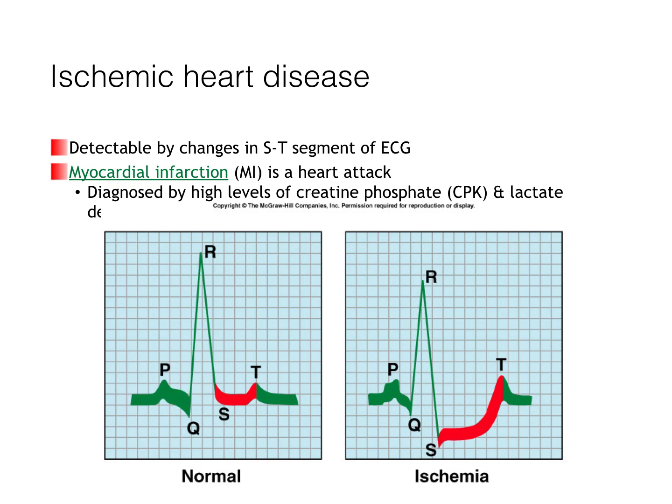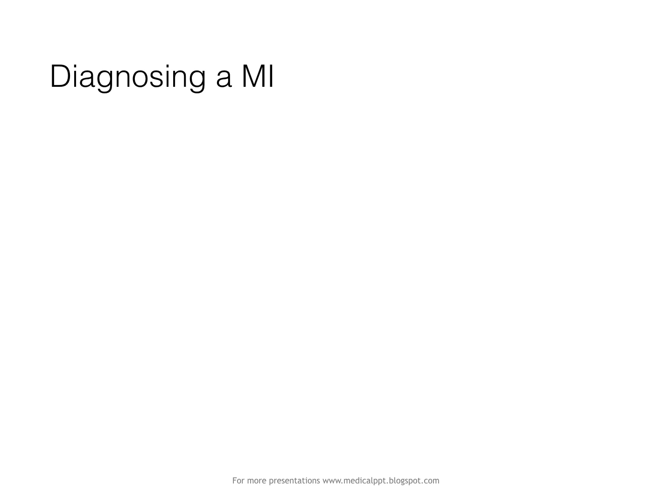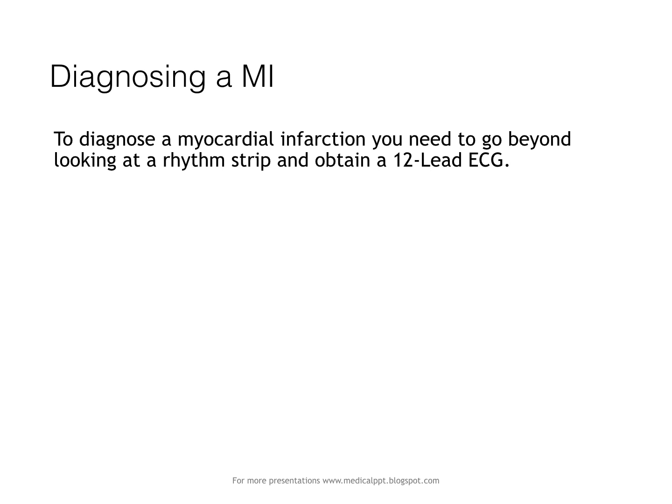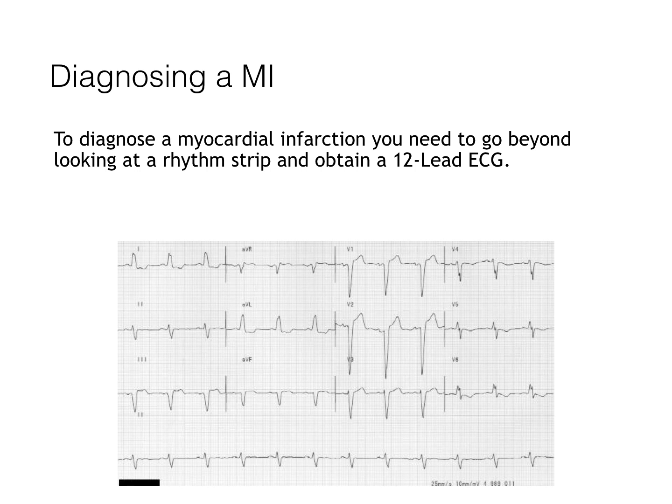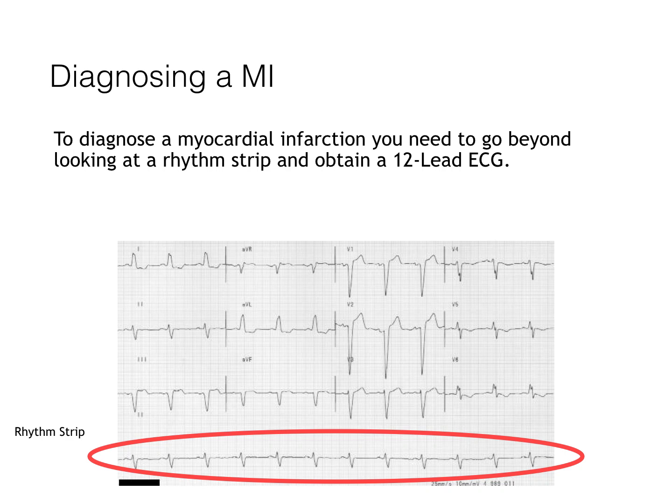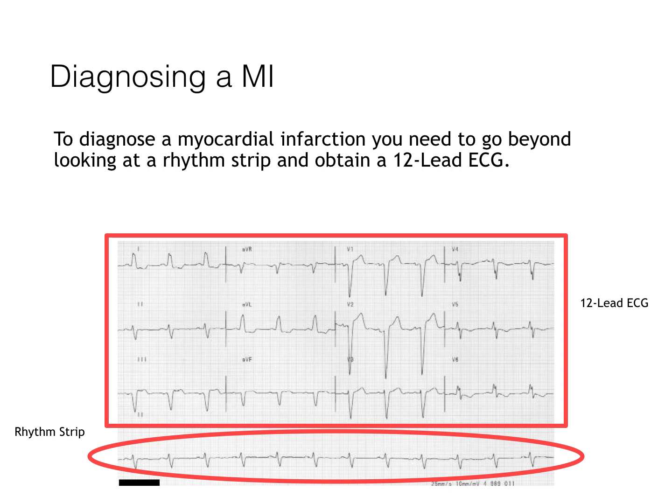Now, ischemic heart disease. It is detectable by changes in ST segment of ECG. To diagnose a myocardial infarction, you need to go beyond looking at a rhythm strip and obtain a 12-lead ECG. This is a rhythm strip and above is 12-lead ECG.